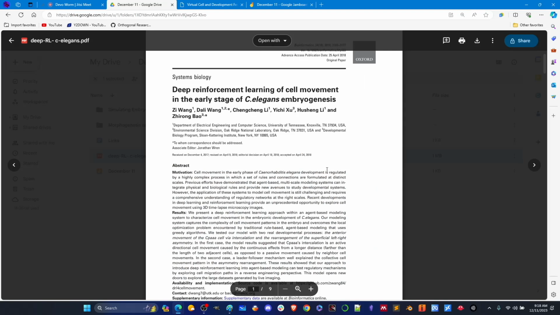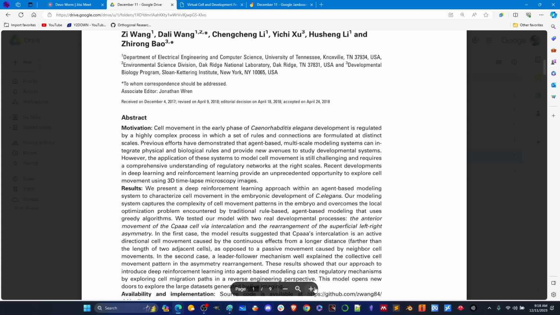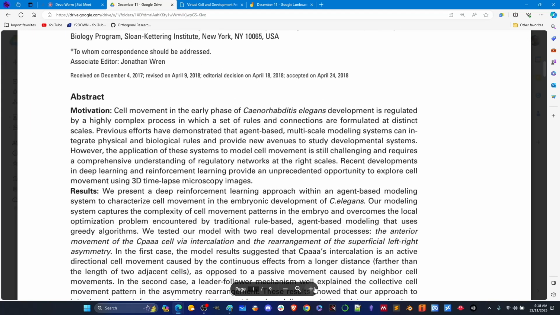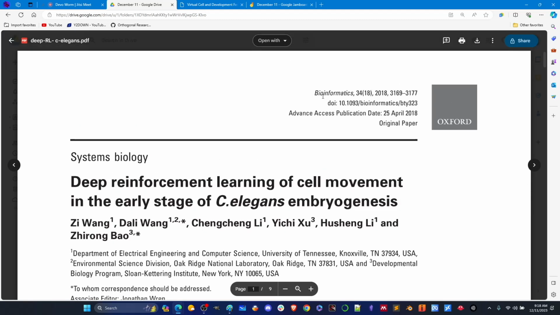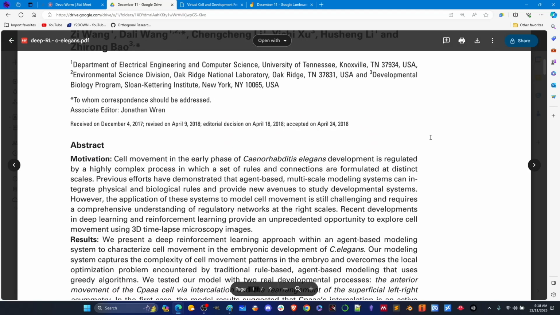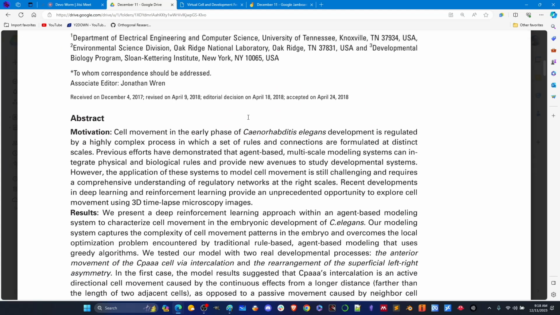So yeah, let's look at this paper a little bit and see what they're doing, what kinds of techniques they're using, and what their results are. So this was published in Bioinformatics journal. So the motivation is that cell movements in the early phase of C.elegans development is regulated by a highly complex process in which a set of rules and connections are formulated at distinct scales.